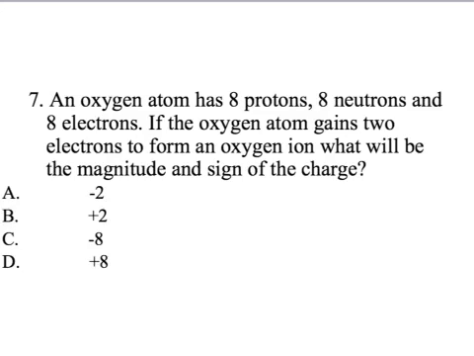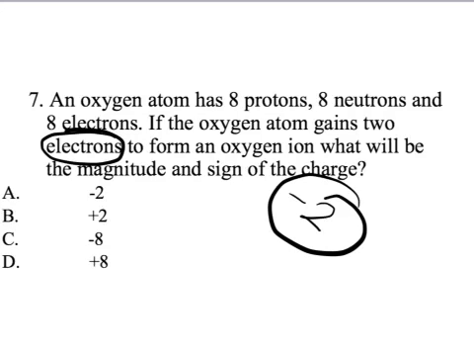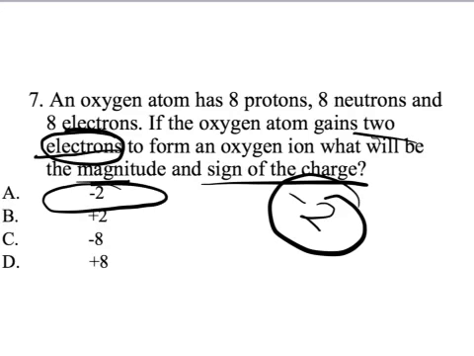An oxygen atom has 8 protons, 8 neutrons, and 8 electrons. If the oxygen atom gains 2 electrons to form an oxygen ion, what will the magnitude and sign of the charge be? Okay, it gained 2 minuses. Why do I know that? That's the magnitude and the sign, because electrons are negative, and it gained 2 of them. So the correct answer is A, -2.